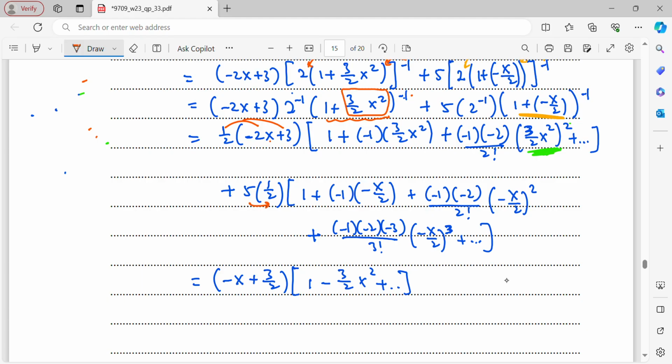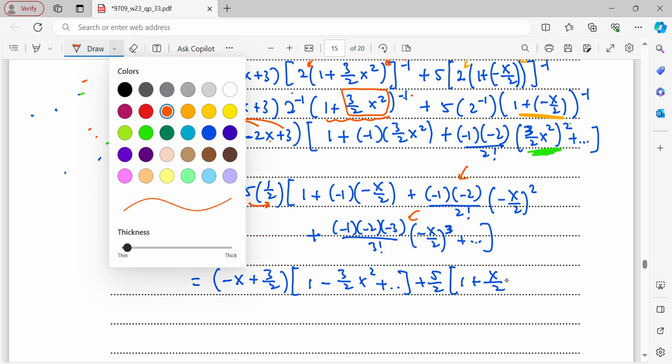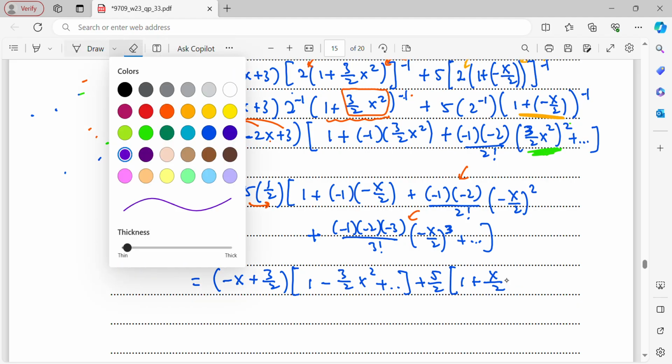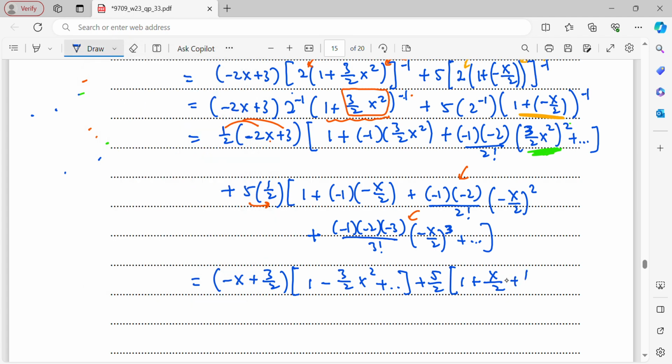So this is going to be 5 over 2, so this is plus 5 over 2. Then the bracket will be 1 plus x over 2. Okay, simplify all these terms. Then you will be getting 2 more terms. So the next term is plus 1 over 4 x squared, followed by plus 1 over 8 x cubed.